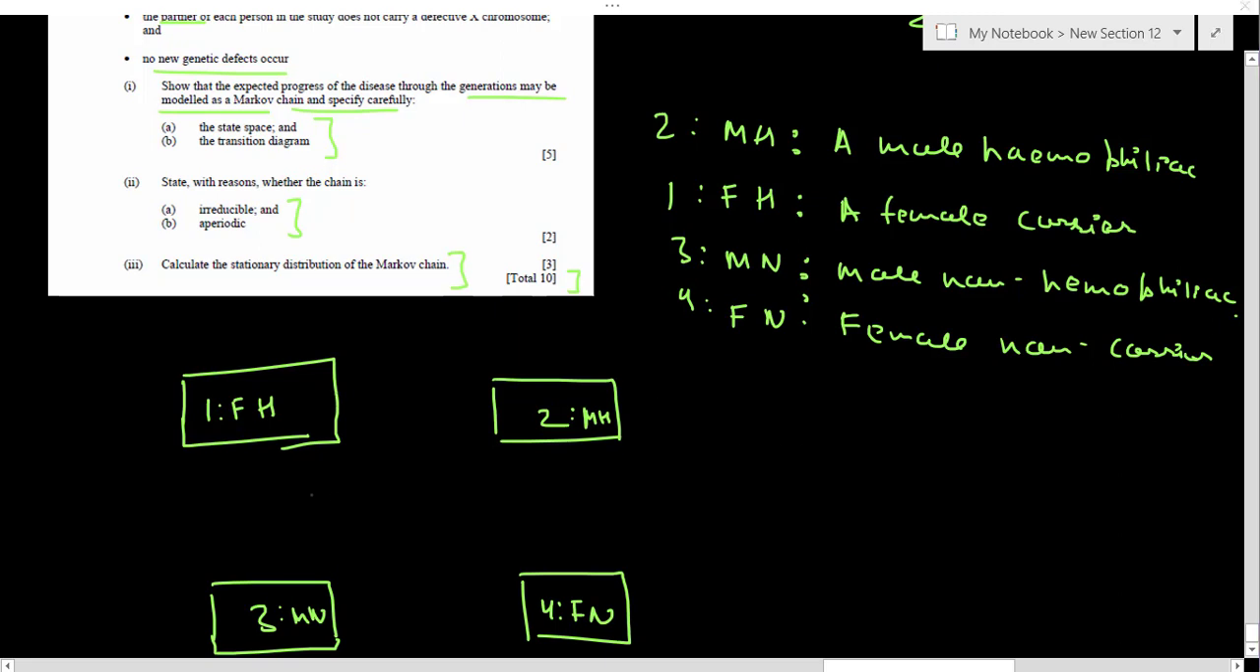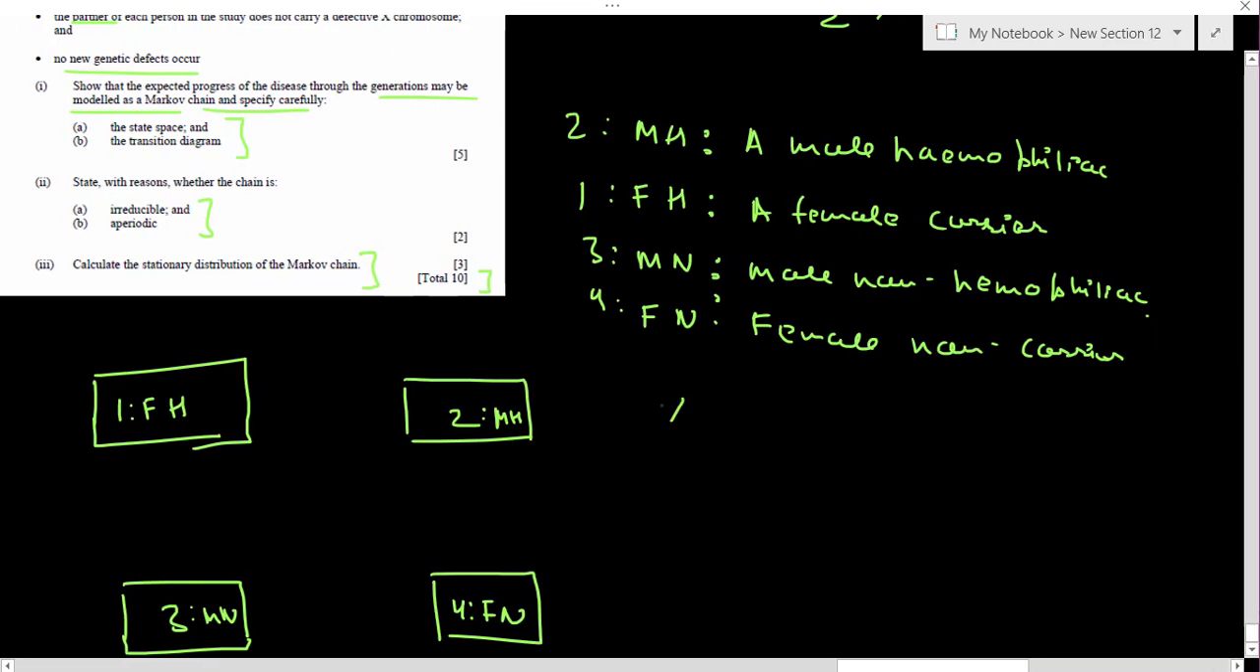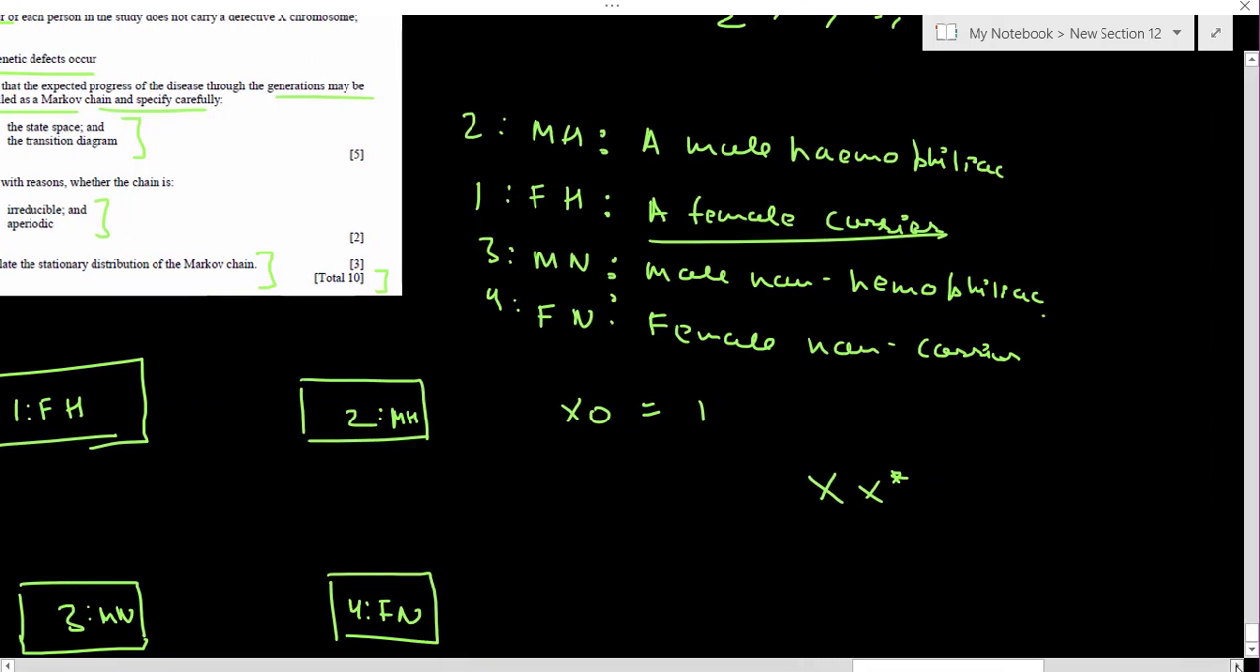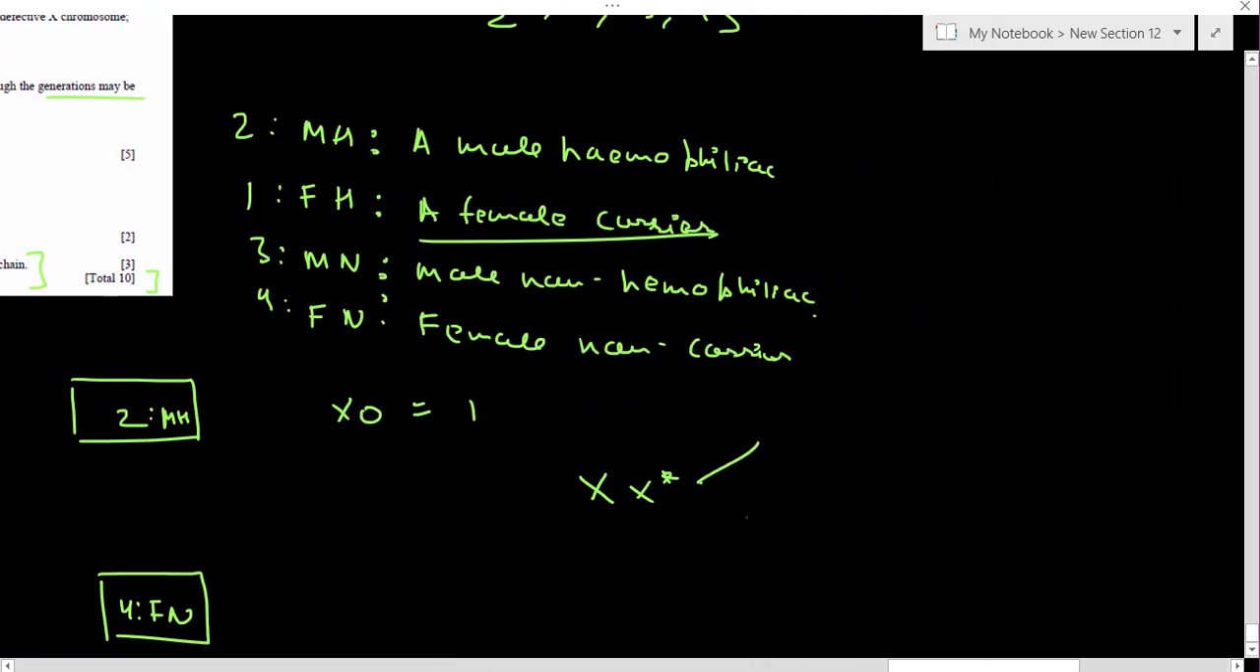So the question says that you have to start with a female carrier. My first state at time 0, X0, is state number 1, which is a female carrier. For a female carrier, her chromosomes are XX asterisk. Now what can happen? She can either have a male child or a female child, each with probability 0.5.